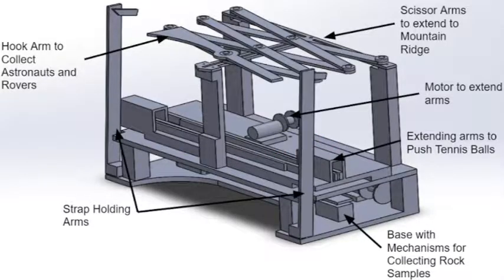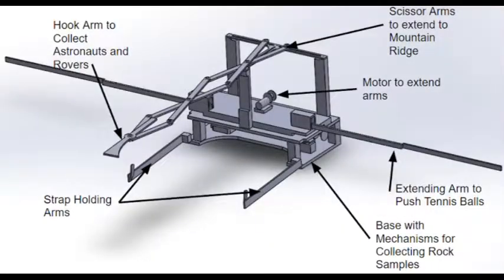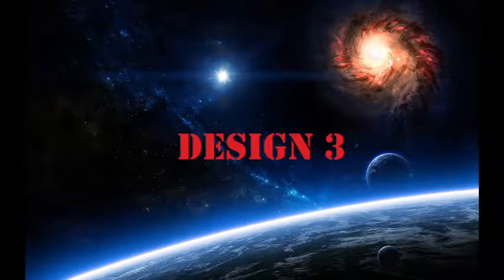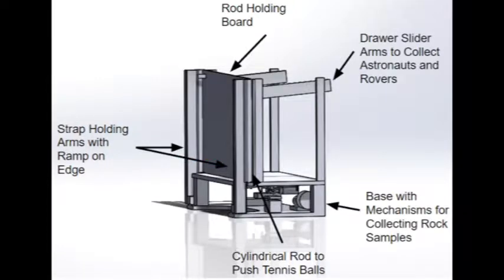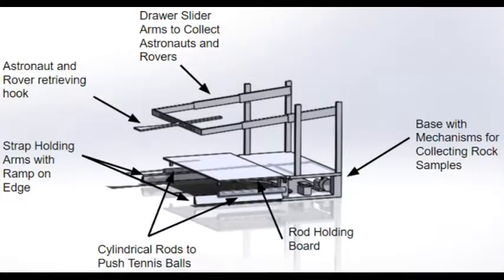The second design completes the same 3 tasks of pushing the radioactive elements out of the home zone, pulling the rock samples into the home zone, and retrieving the astronauts and rovers through the use of scissor arms, motors, and machinery. The third design attempts to collect rock samples, retrieve the astronauts and rovers, and remove the radioactive waste in the home zone. This design incorporates drawer sliders, a hook, cylindrical arms, and an open base.